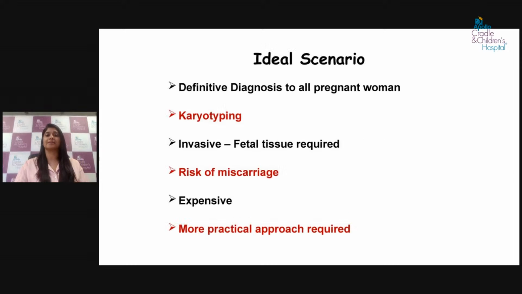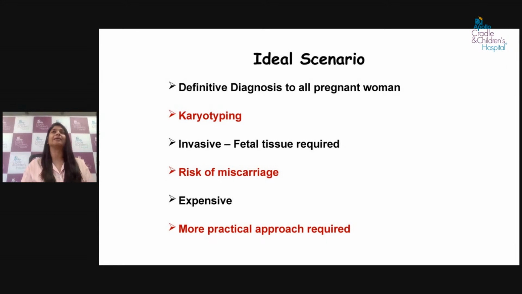What is the basis? The ideal scenario is, I would say, every pregnant woman, because the risk is there. As the age increases, definitely the chances of Down syndrome increase, but there is a risk even at 25. A definitive diagnosis should be offered to all pregnant women. That means you have to do karyotyping. You have to do an invasive test where a fetal tissue is required. And when you are doing an invasive test, the risk of miscarriage is there.